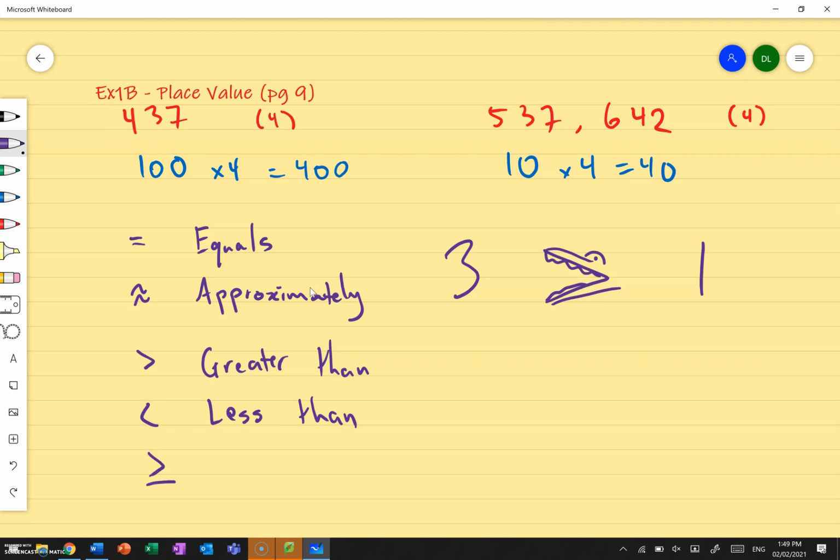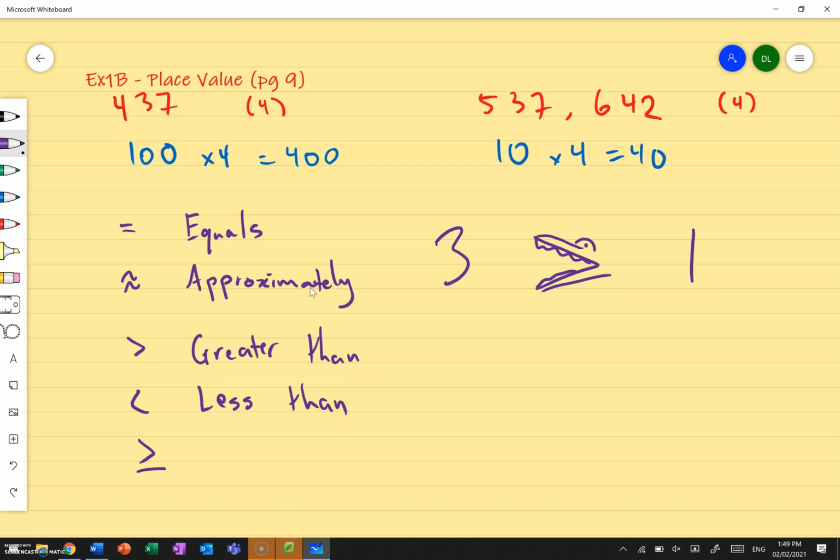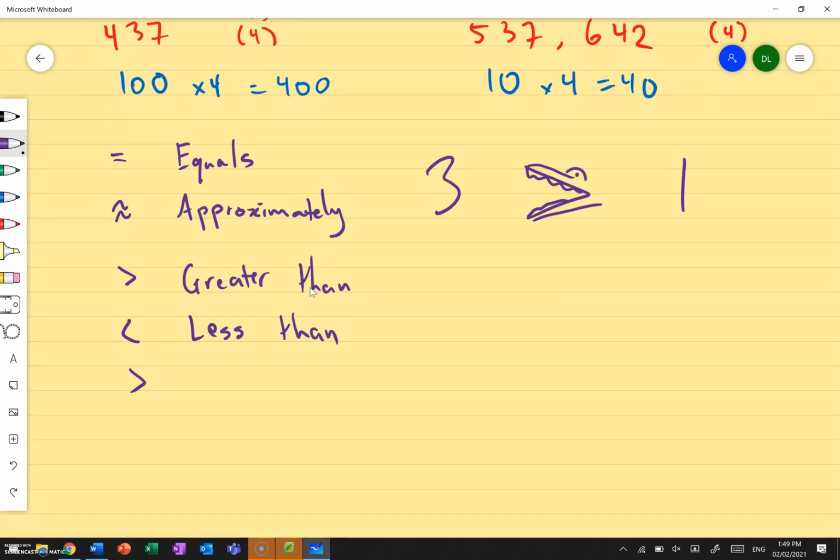What about this one? You guys seen that one before? No? So what does this mean? Greater than. And what does this mean? Equal. So what if I combine them? Greater than or equal. And if I go the other way? Less than or equal. Good.